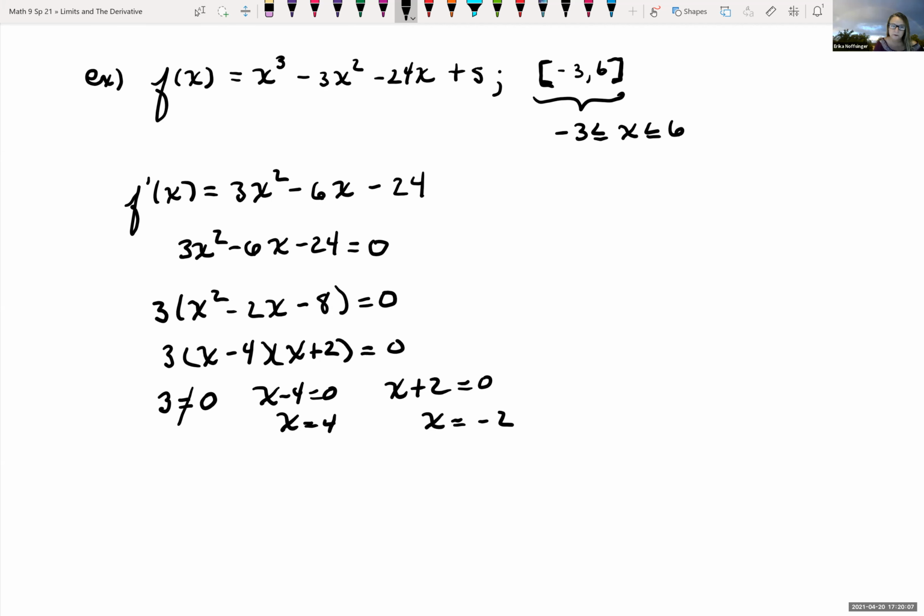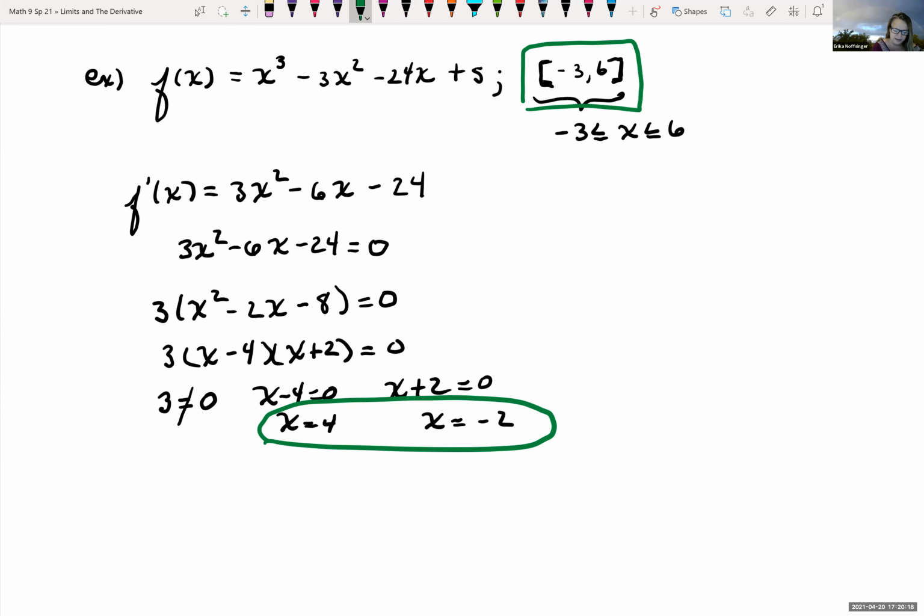Sometimes when we're finding these critical numbers, it's possible that they're actually not in the domain that we're looking at. So you always want to check that too. So x equals 4, does that fall between -3 and 6? Yeah. And x equals -2 also falls between -3 and 6. So we're okay. And now we want to test and plug them back into our original function. So we're going to plug our critical numbers in there, and we want to plug in our endpoints.